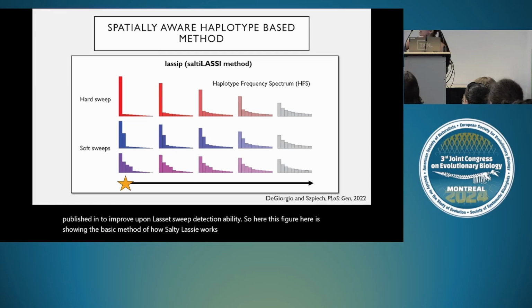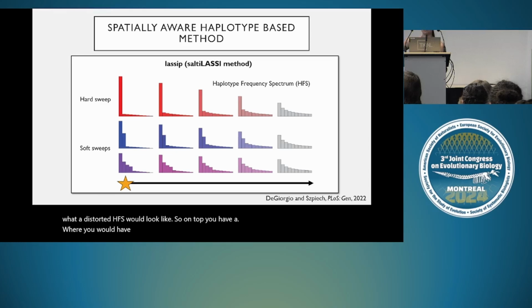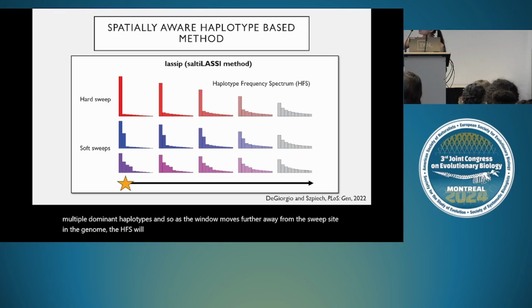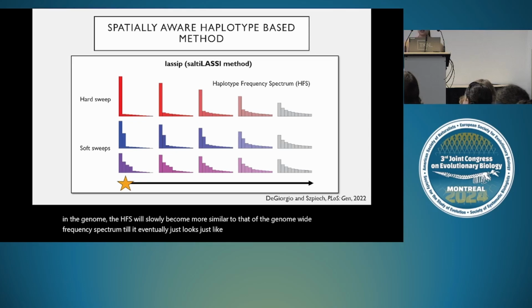On the left, you have examples of what a distorted HFS would look like. On top, you have a hard sweep where you would have a dominant haplotype, whereas with soft sweeps, you could have multiple dominant haplotypes. As the window moves further away from the sweep site in the genome, the HFS will slowly become more similar to the genome-wide frequency spectrum until it eventually looks just like the genome-wide frequency spectrum.